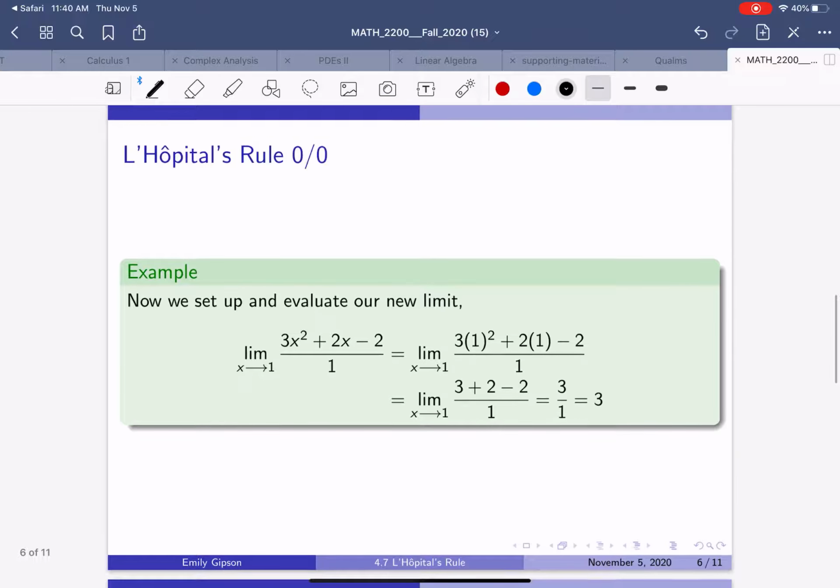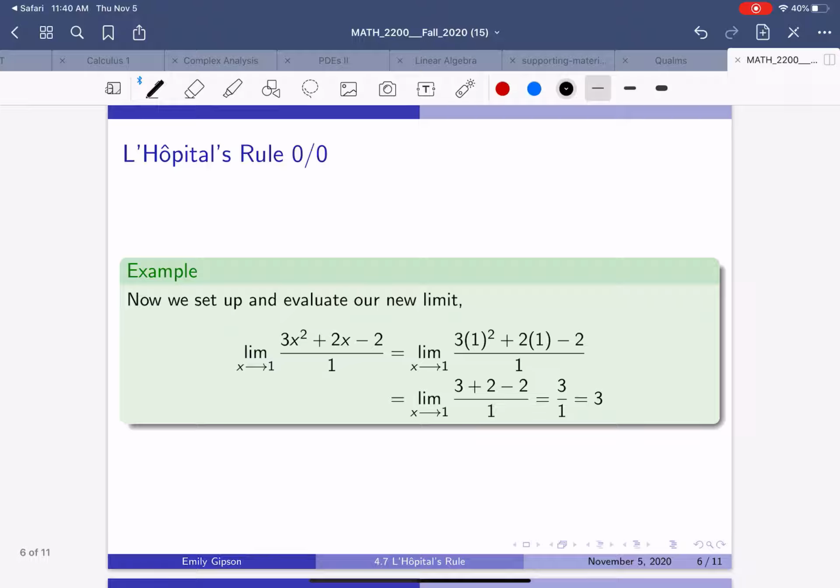Now we can evaluate our new limit. So 3x squared plus 2x minus 2 over 1, we plug in 1, we get 3 plus 2 minus 2 over 1, which is just 3 over 1, which is 3.